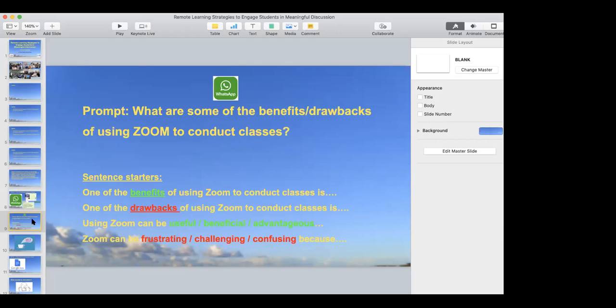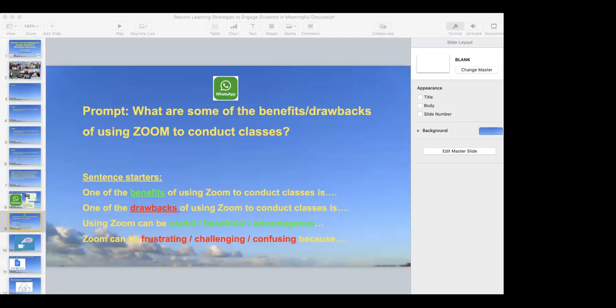I'm from group 1, but one of the benefits of using Zoom to conduct the classes was that we can cover a lot of students at once, we can share the presentation, and the drawback which I heard was that students easily got distracted and they don't usually listen to the teacher, and it can be really a big disadvantage of using Zoom during the class.